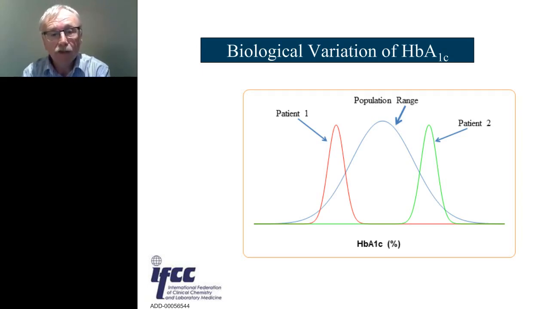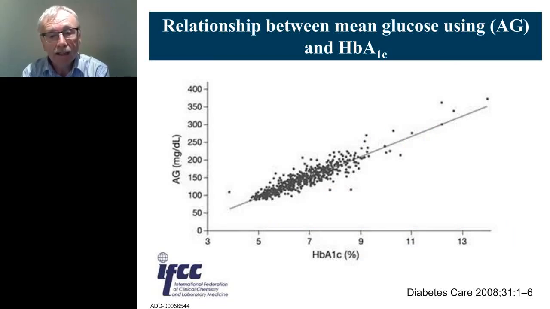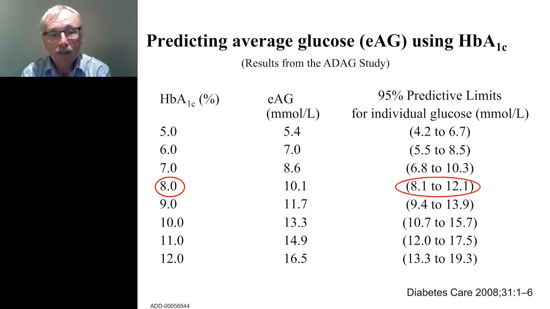And this was shown quite nicely in the ADAG study published in Diabetes Care in 2008, where hemoglobin A1c relates directly to average glucose. But when we look at different patients, we can see that a hemoglobin A1c of 8% relates to a range of mean glucose values within different patients, from around 8.1 millimoles per liter to about 12.1 millimoles per liter, showing that there's a huge between-individual variation in what the glycemic levels are with the same hemoglobin A1c.